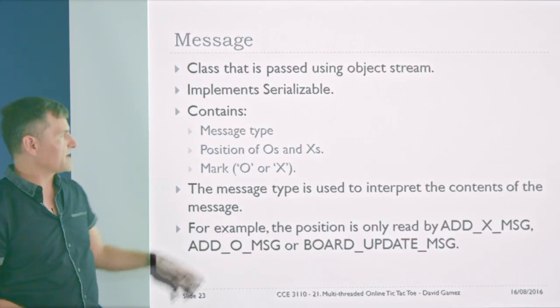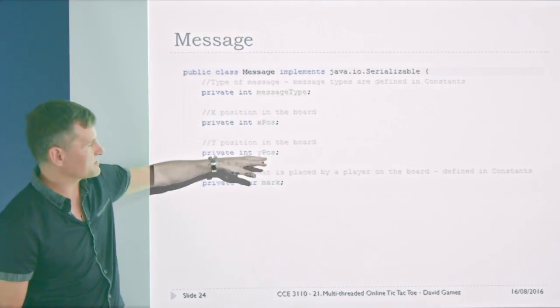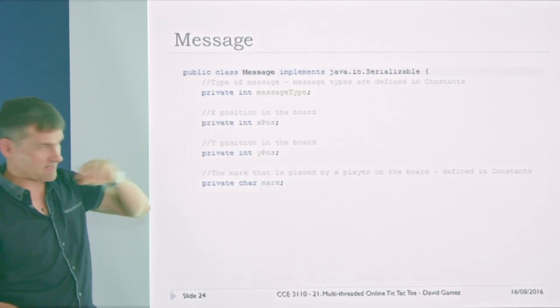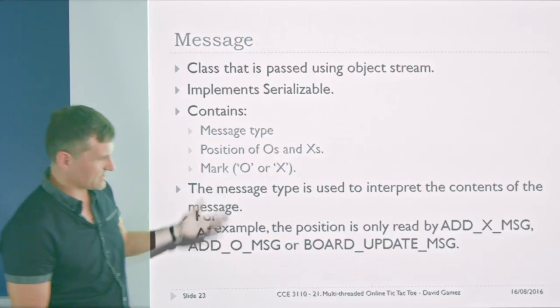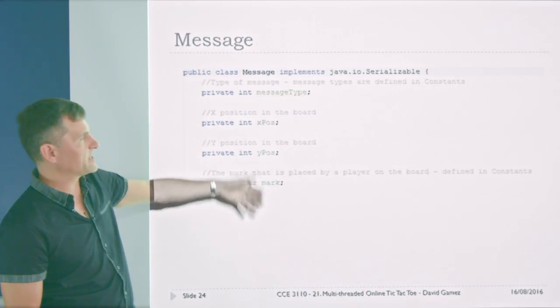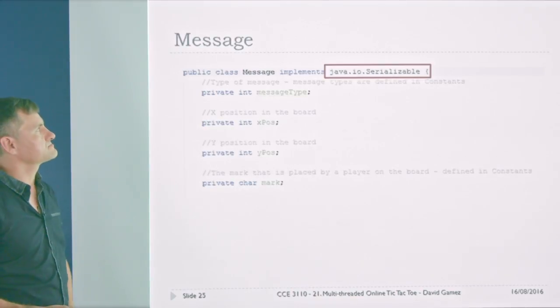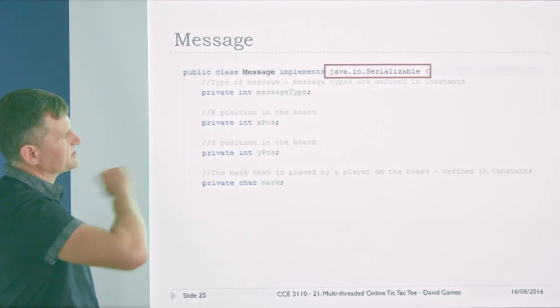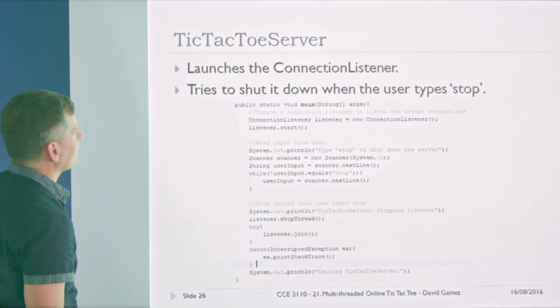If we've got an add nought message, then we're going to use xpos and ypos because we need to know where the nought was added. Whereas if it's a game one message or something, we wouldn't bother reading these fields from the message class. It has to be serializable, so we can send it across the sockets.